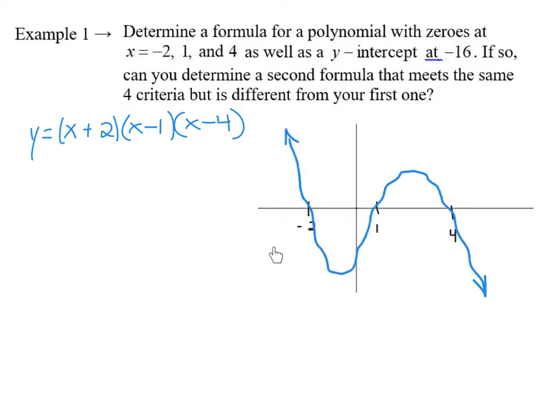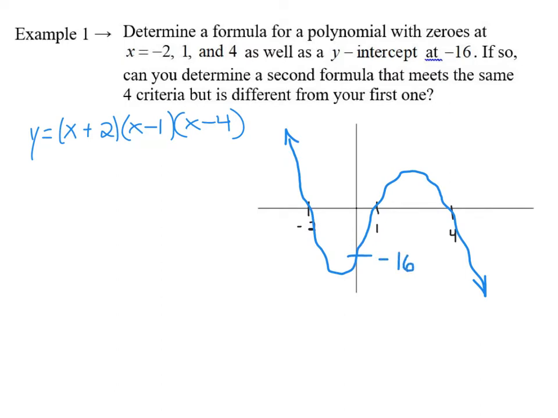So our graph should probably look something like this, although you'll have to ignore the waves, okay? Imagine this is a smooth curve. It's hard for me to draw something smooth with the pen on this iPad. And of course we're going to have our y-intercept right here at negative 16, okay?